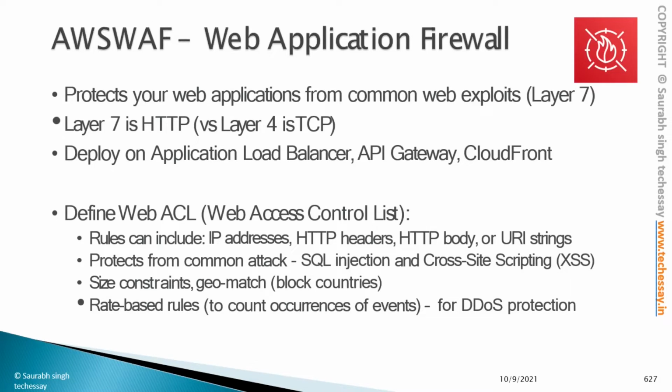So let's talk about AWS Web Application Firewall. Basically, Web Application Firewall protects our web application from common web exploits. These exploits work on layer 7, and layer 7 is HTTP versus layer 4 is TCP. So we can deploy it on an application load balancer, API Gateway, or CloudFront.